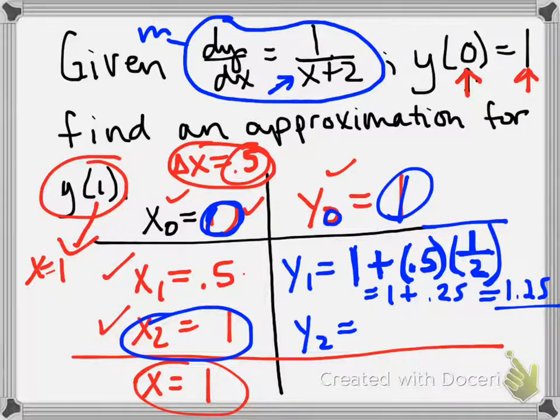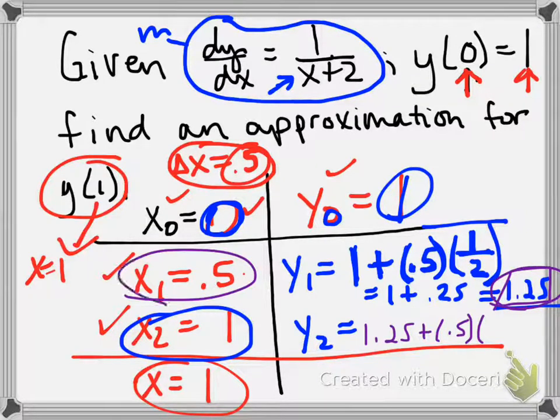So now to find y2, we're going to take the previous y value, which was 1.25, plus the delta x, which is 0.5, times the slope using the previous x and y values. So if we use 1 over x plus 2, which is our slope up here, and we plug in an x value of 0.5, that's 1 over 0.5 plus 2, so that's 1 over 2.5.